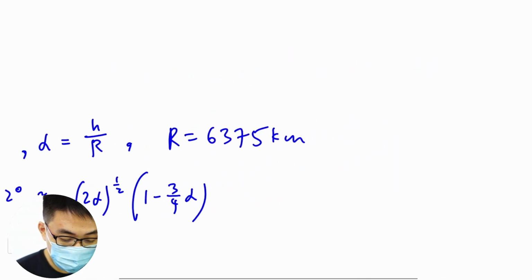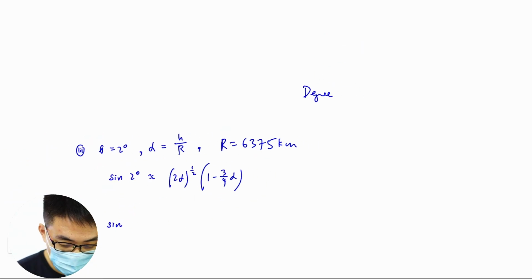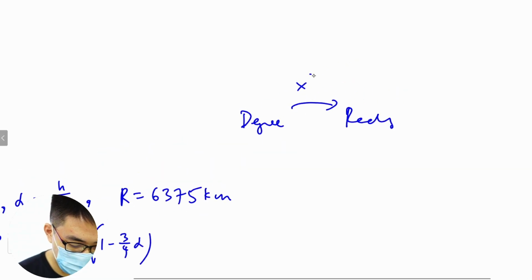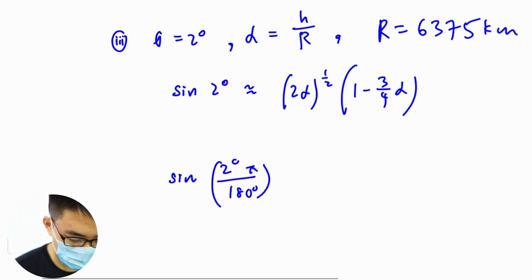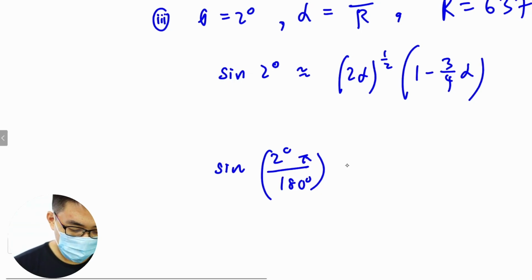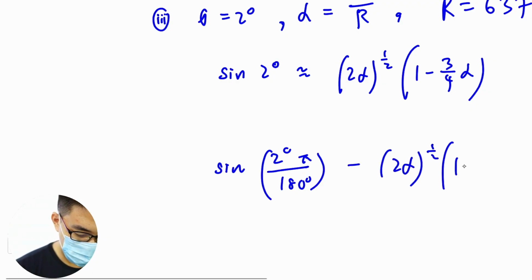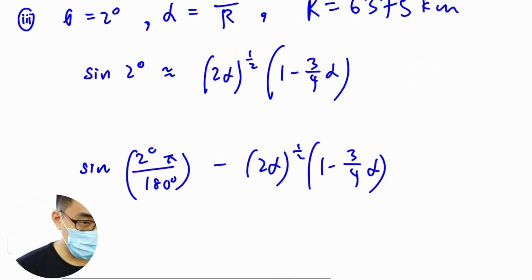So degree to radian here is times pi over 180. Here is times 180 over pi. Okay, so this one here, I'll just divide, change to radian. So this will be pi over 90. So this will be, use GC to solve it.